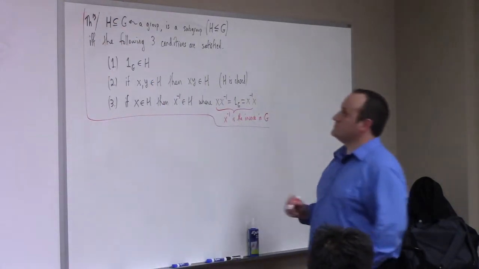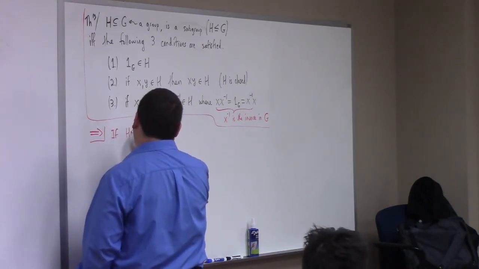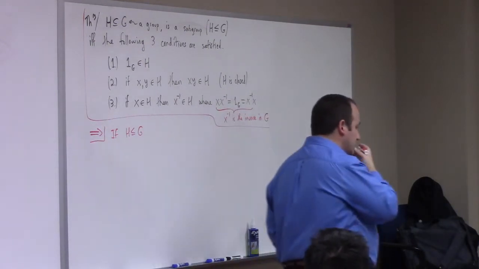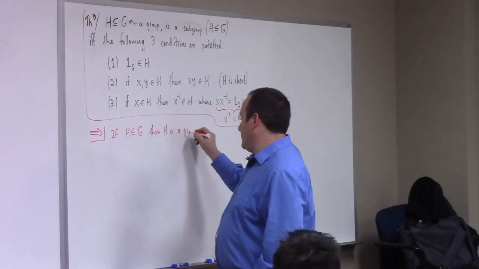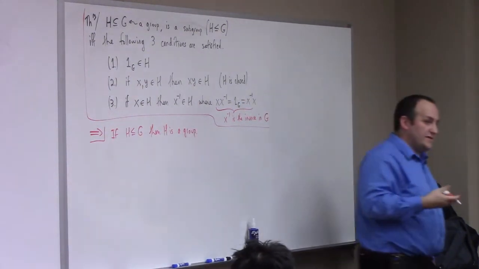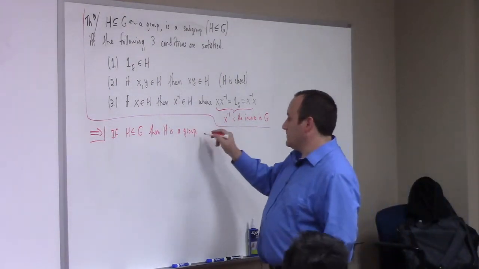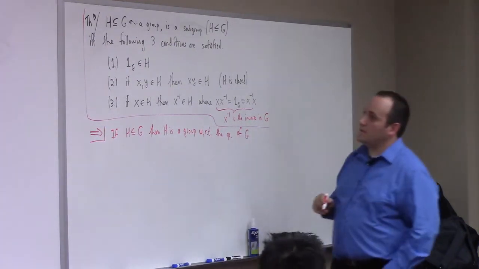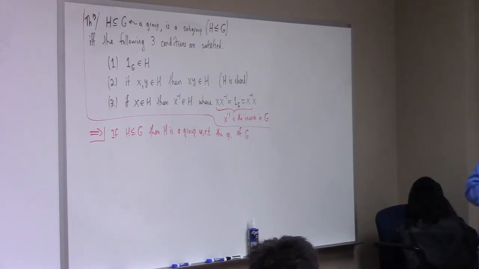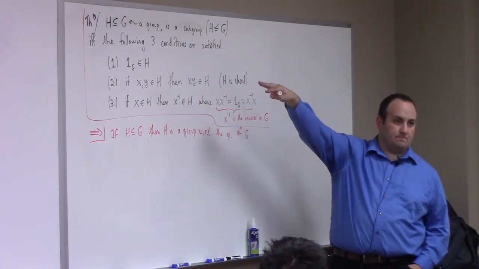Okay, so how do you prove this? This is if and only if, right? So let me just talk about this direction to start with. If H is a subgroup of G, then what does that mean by definition? H is a group with respect to the operations of G, restricted to H. So what does that mean? We get 2 and 3 pretty much for free, right? However, what's left to show?